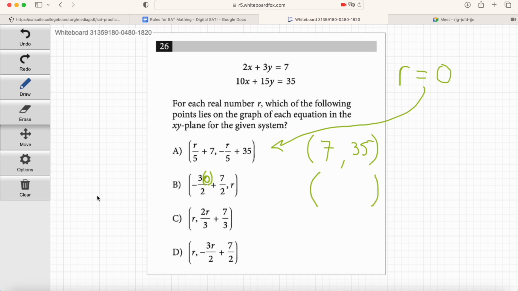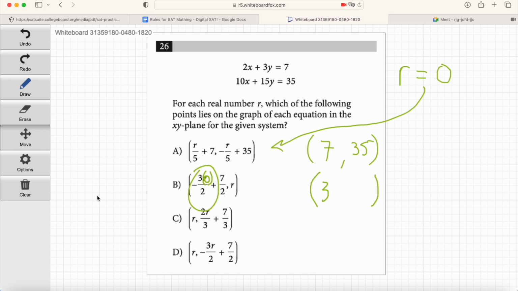It's going to be 0 and 7 by 2. Going to be 3.5, comma 0. Negative 3.5? No, it's going to be positive here. Just 3.5? Because negative 3 times 0 is just 0. Yeah, that's going to be 0 right there. So it's 0 plus 7 over 2.